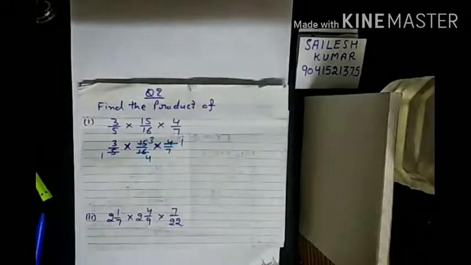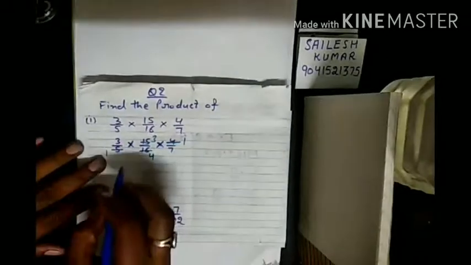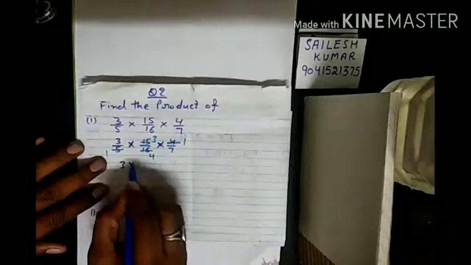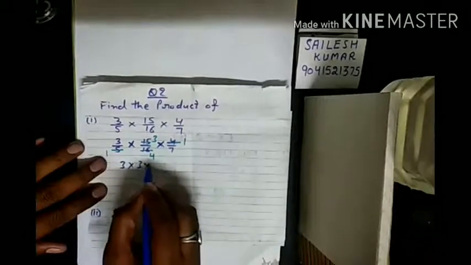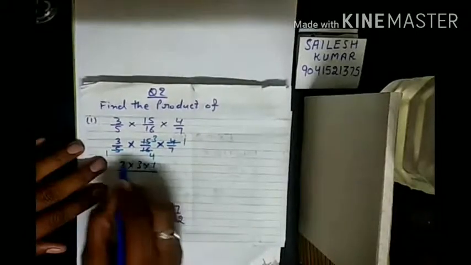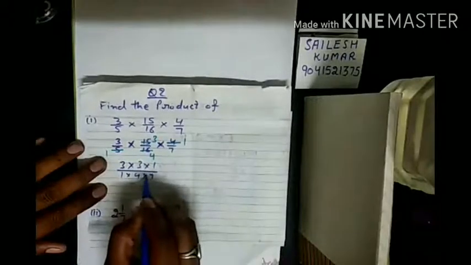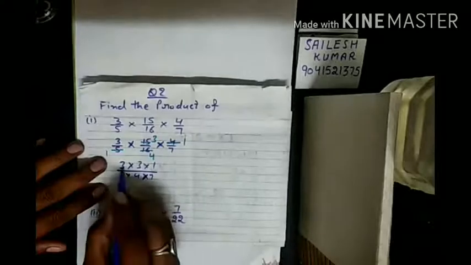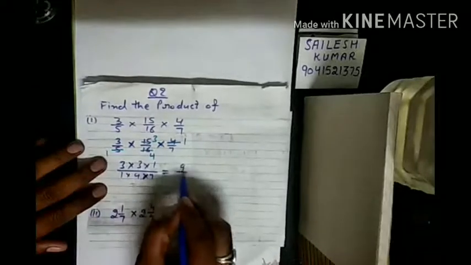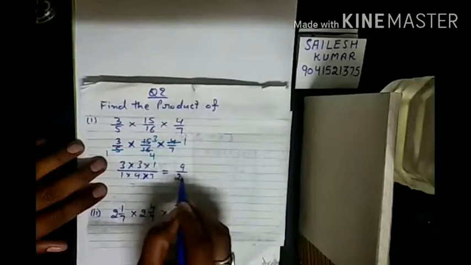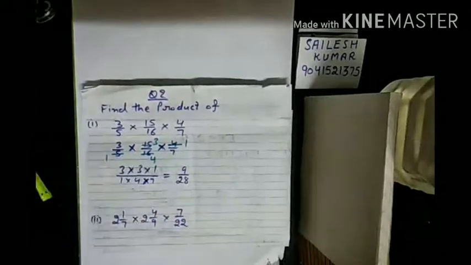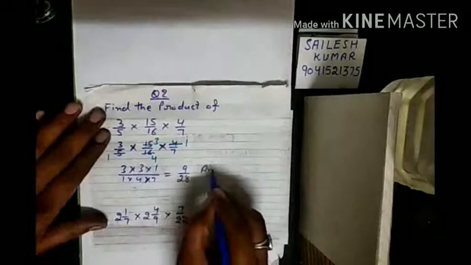So 3 multiply 3 multiply 1 by 1 multiply 4 by 7. Now we will multiply 3 multiply 3, that is 9, and 4 multiply 7, that is 28. Now this fraction is a proper fraction, therefore no need to convert this fraction into a mixed fraction. So this is our required answer.